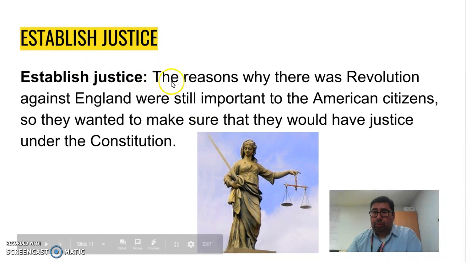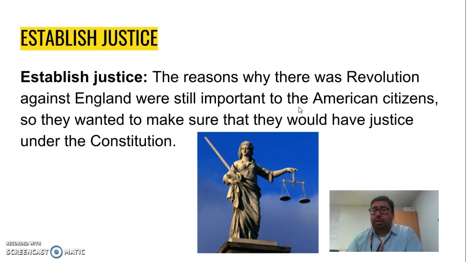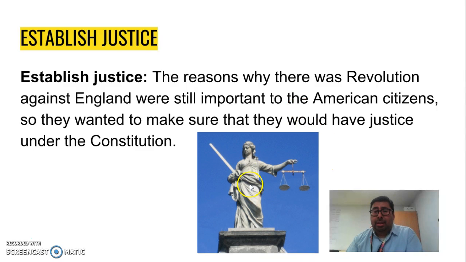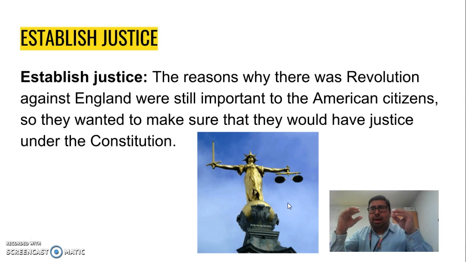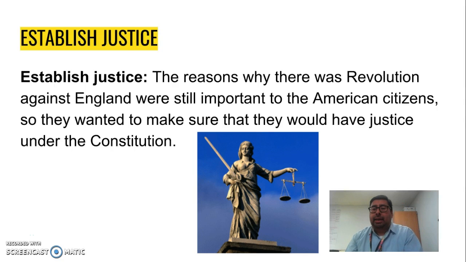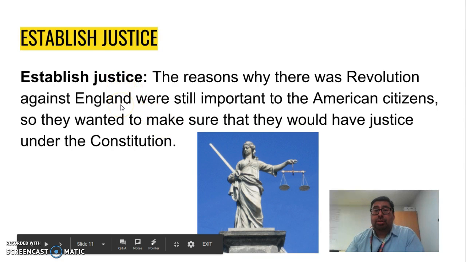Establish justice. The reasons why there was a revolution against England was still important to the American citizens. Remember that they separated from England because they were being treated badly. So they wanted to make sure that they would have justice under the Constitution. And usually, justice is represented by a lady with a balance, this scale. So the scale represents the evidence or things, and you weigh it and see what's right and what's wrong, and make it fair. So to establish justice, make sure that we have a fair government.